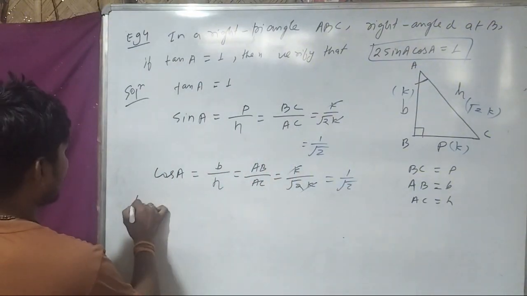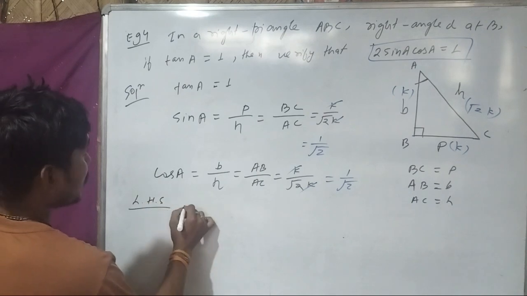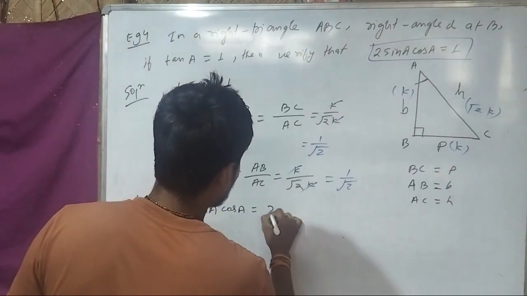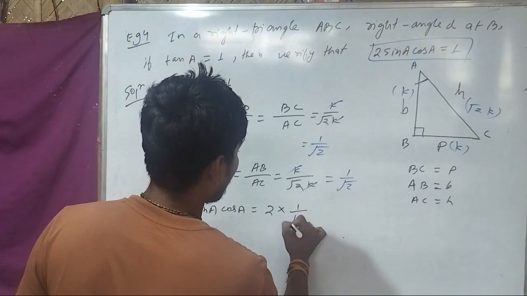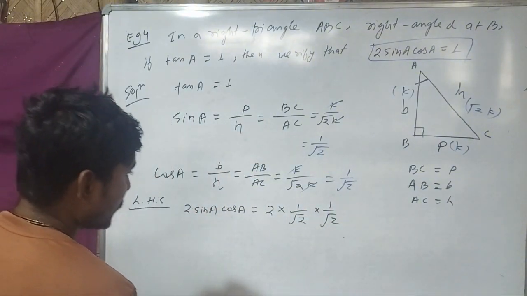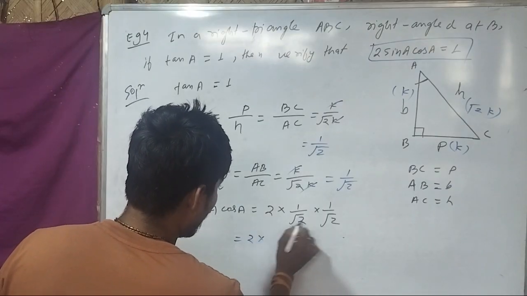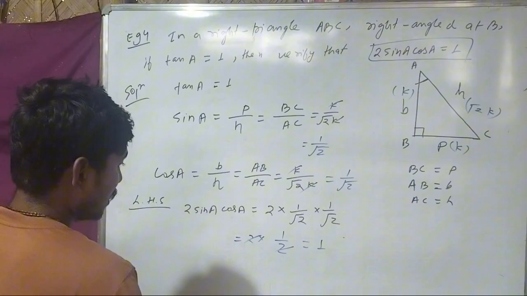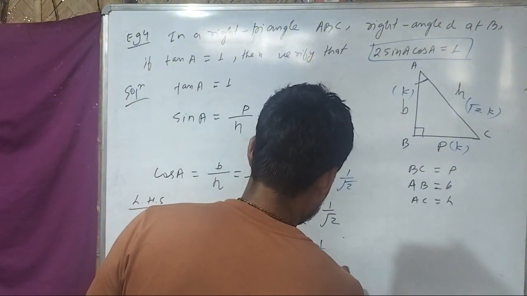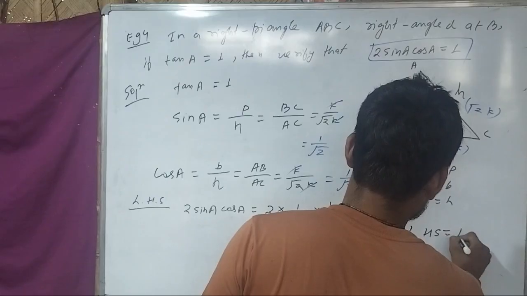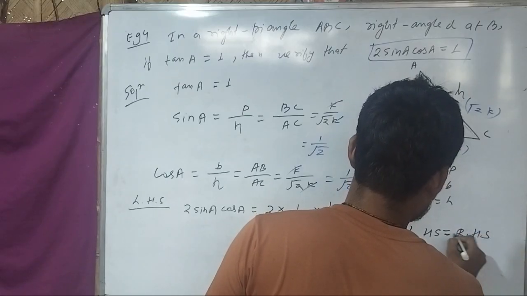Now verify. Take the left hand side. What is the left hand side? 2 sin A cos A. Sin A we get 1 by root 2, cos A we get 1 by root 2. So we write 2 into 1 by root 2 into 1 by root 2. So 2 cancels, we get 1. That is our right hand side. Therefore left hand side equals right hand side. Hence verified.